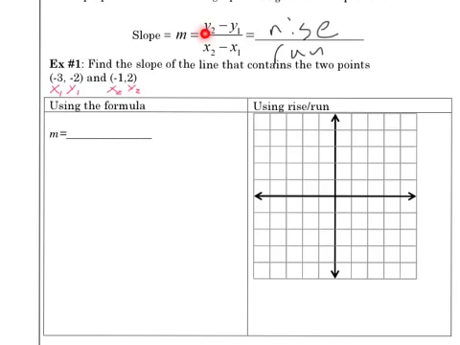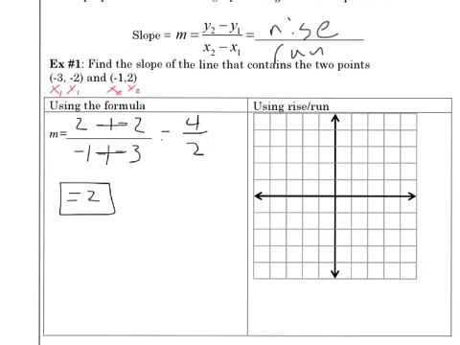So I know it's going to be y2, which in this situation is 2, minus y1, which is negative 2, over x2, which is negative 1, minus x1, which is negative 3. And anytime you have a double negative, it just becomes a positive. So you get 2 plus 2 over negative 1 plus 3, which is 4 over 2, and 4 divided by 2 is 2. So that's my slope.